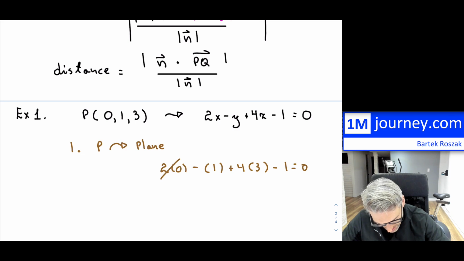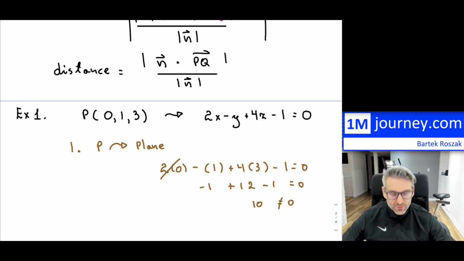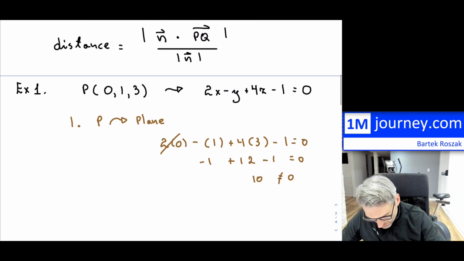So this is just 0. This is just minus 1 plus 12 minus 1. So I guess this is definitely not equal to 0. This is just 10. So this tells us the left-hand side doesn't equal the right-hand side. So this point is not on the plane. All right, so that's number one.